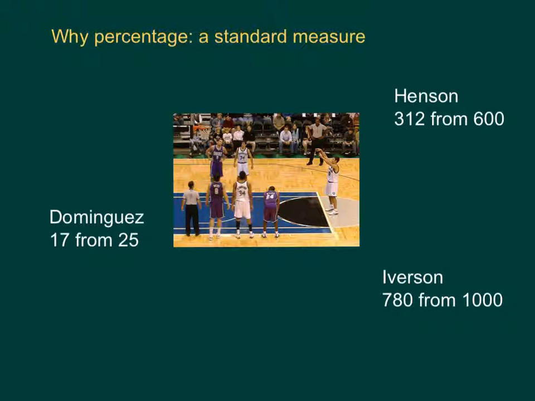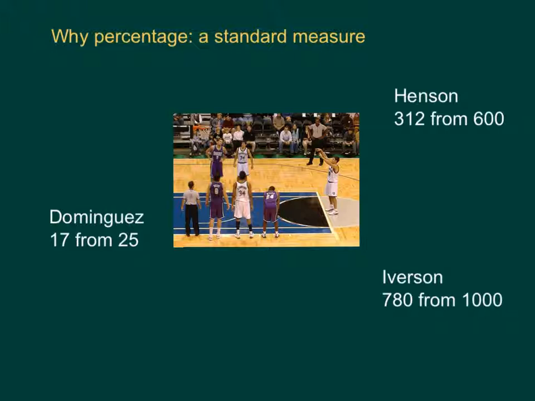Now, percentage is a system that was invented to try and make comparisons between different sets of data. If I'm trying to work out which basketball player is the best at scoring free throws, shots from the foul line, I can't just look at how many shots they scored. I also need to consider how many shots they've taken to work out who's the most likely one to score. Clearly, Henson's going to score more from his 600 shots than Dominguez is from his 25.